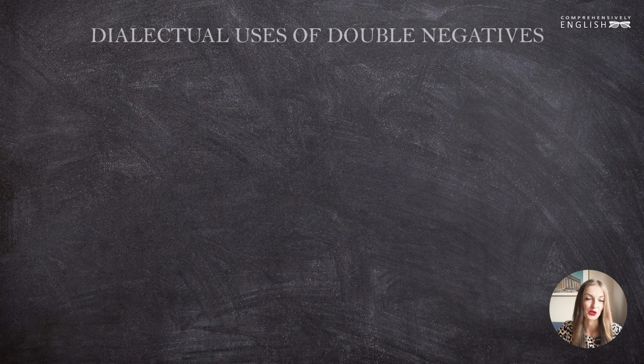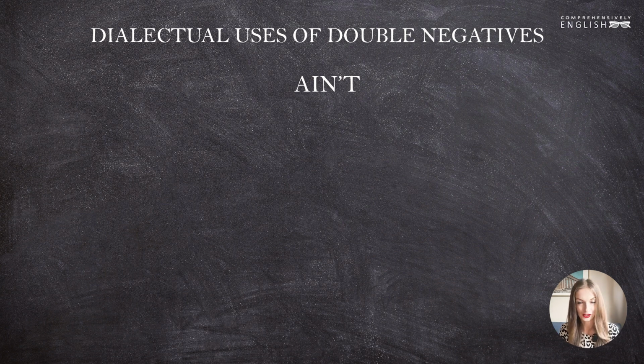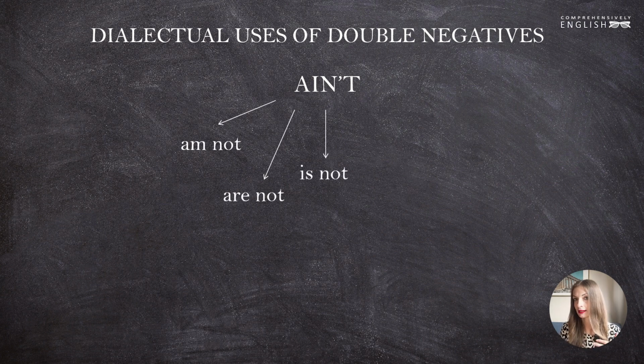Before we proceed to examples, let's make sure that we all know and understand this word. Ain't. Ain't is absolutely informal. You're not supposed to use this word in writing, in any official papers. So it's informal, and it's a contraction of am not, are not, and is not. So basically, in dialectual use, you can use it with any person. You can say we ain't, I ain't, she ain't, and so on and so forth.